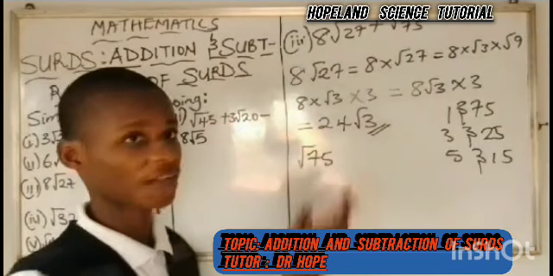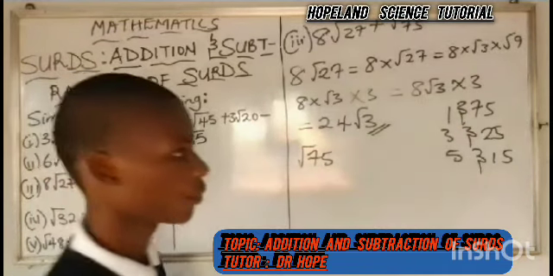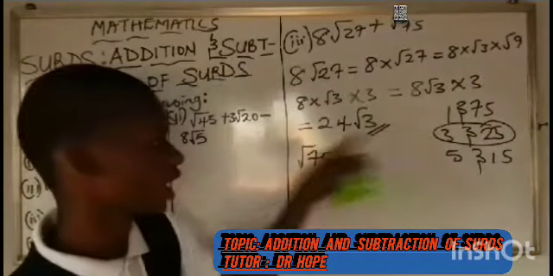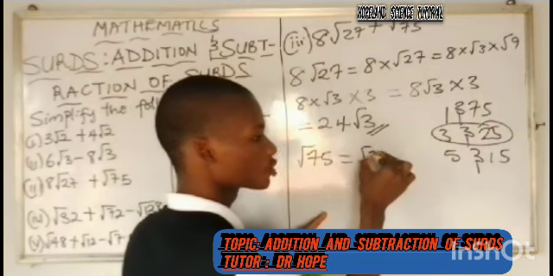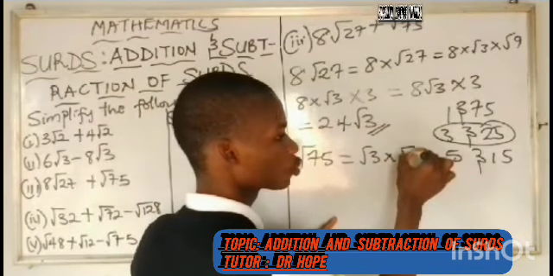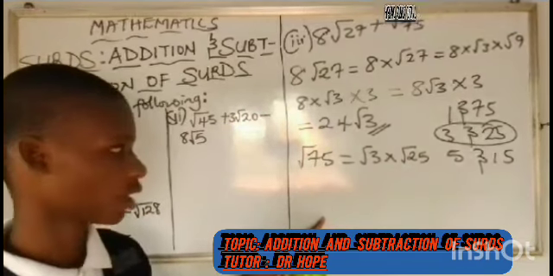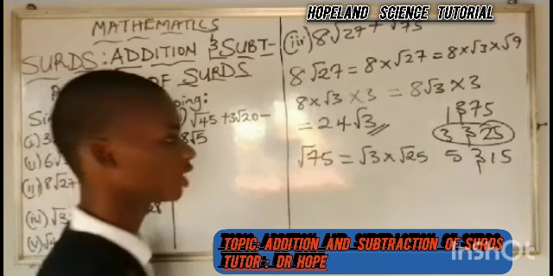So those are all the pair factors of 75. Which of them contain a perfect square? This one, true or false? True. So it therefore means that we are going to expand root 75 to give us root 3 times what? Root 25. All together, root 3 times what? Root 25. So now let's continue.